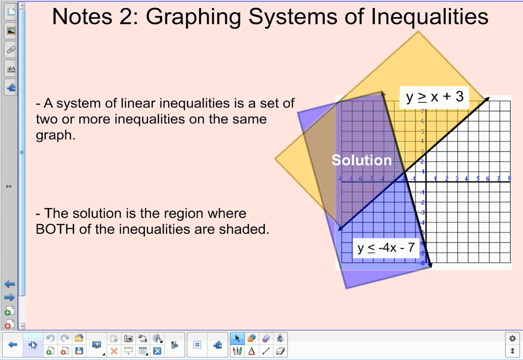Now, inequalities are where we have that shaded region on the coordinate plane to give us our solution. So if we have a system of inequalities, we have a set of two or more inequalities on the same graph, and the solution set is where those shaded pieces overlap. So the shading for this line is that yellow piece, the shading for this line is that purple piece, and where the purple and the yellow overlap, that's the solution to the whole set of inequalities. So that's what we're going to be looking for today. We're going to be looking for where those shaded pieces overlap. So let's take a look at number one.